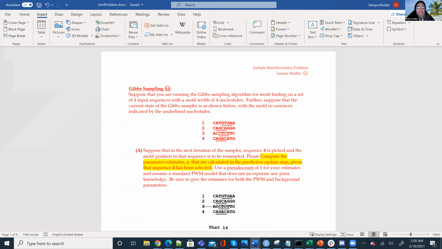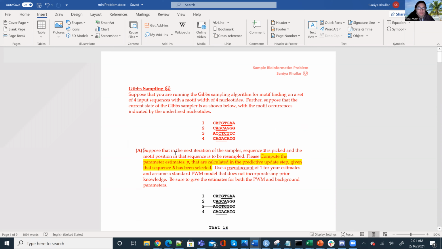And please suppose that the current state of the Gibbs sampling is as shown below, with the motif occurrences indicated by the underlined nucleotides. So basically, wherever we see these underlines here, this means that this is the motif. So we have these 4 sequences here, and we think the motif is GTGA in sequence 1, AGCA in sequence 2, CTCT in sequence 3, and AGAC in sequence 4.